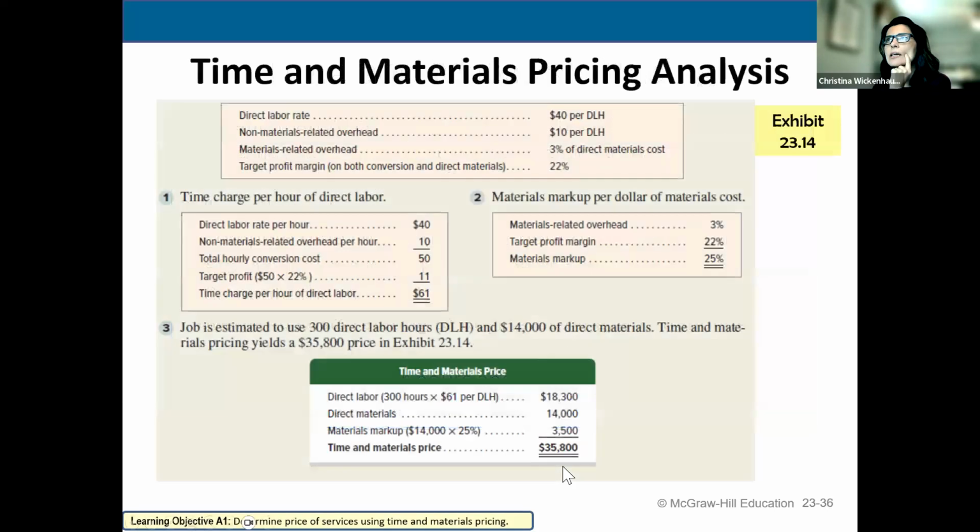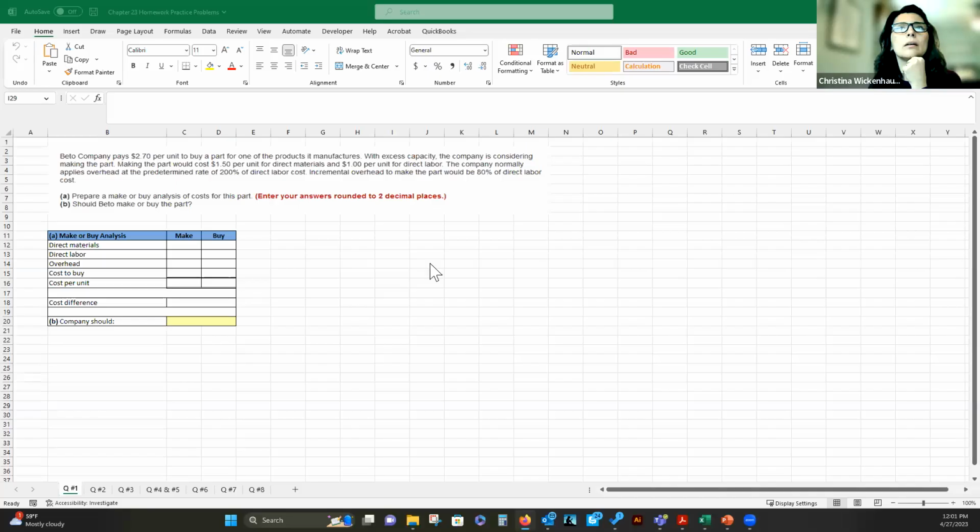Actually, I think that I am going to go on into the homework real quick. Just one moment. Okay, so let's look at question number 1.